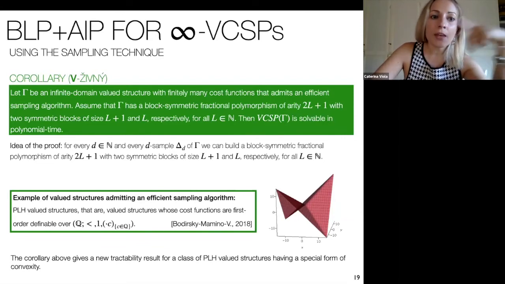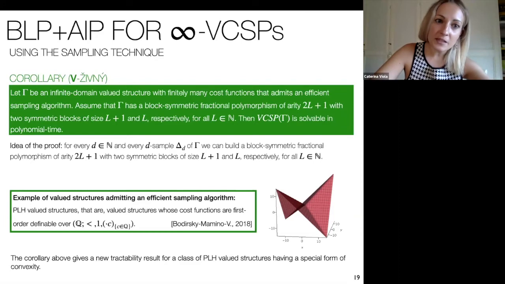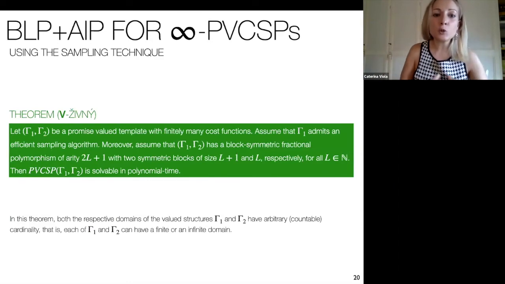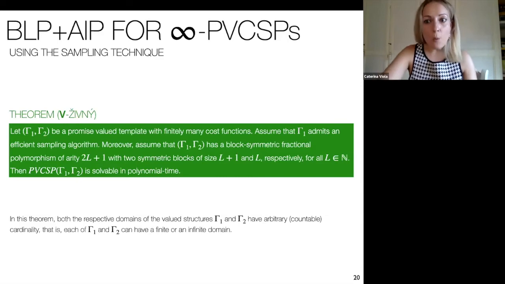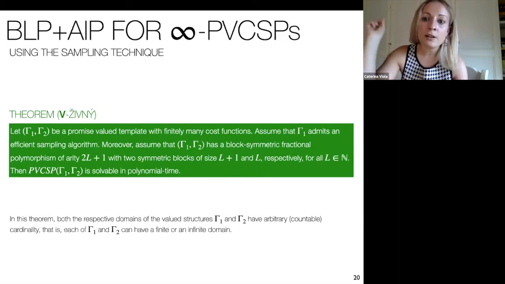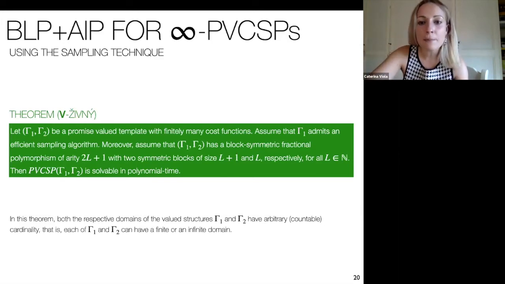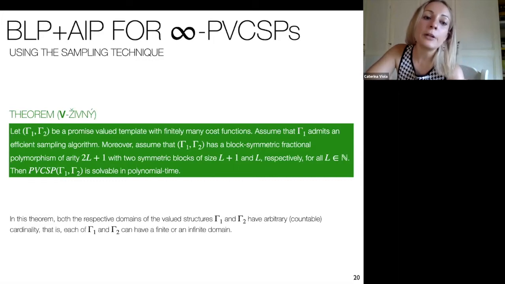But this corollary can be somehow extended back to the promise setting, in this way. We have a promise value template with finitely many cost functions, and this time both valued structures in the promise value template can have infinite domains. Assume that gamma 1 admits an efficient sampling algorithm and that the promise value template gamma 1, gamma 2 has a block symmetric fractional polymorphism of arity 2L plus 1 with two symmetric blocks of sizes L plus 1 and L respectively for all natural numbers L. Then we have that the PVCSP of gamma 1 and gamma 2 is solvable in polynomial time.